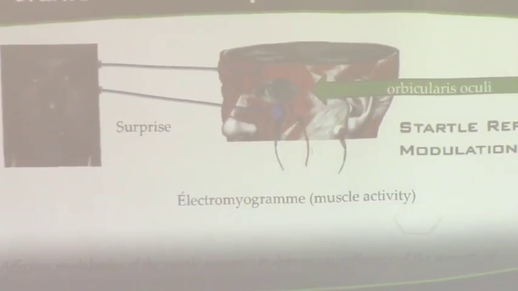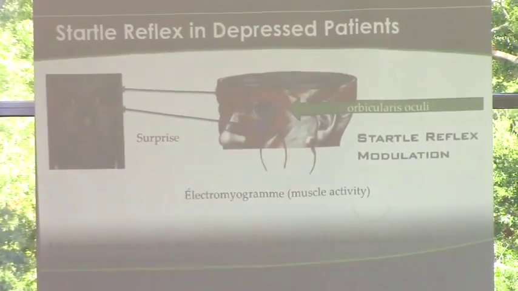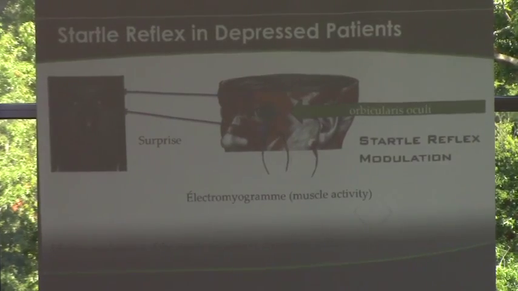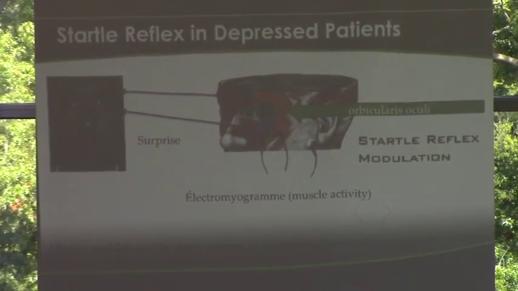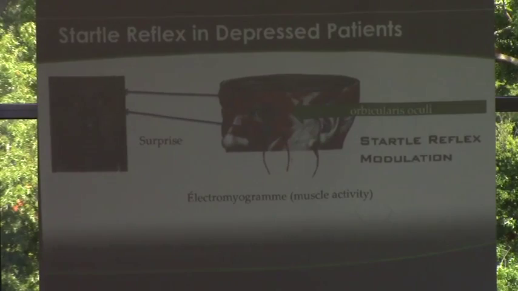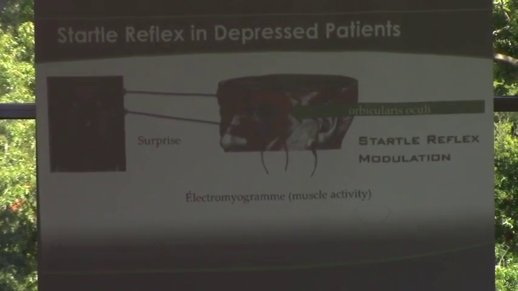The startle reflex is used in human disease, and the principal indicator of this test is finally the electromyogram on the orbicularis oculi. Just the muscle that is really fast to respond in the startle reflex.